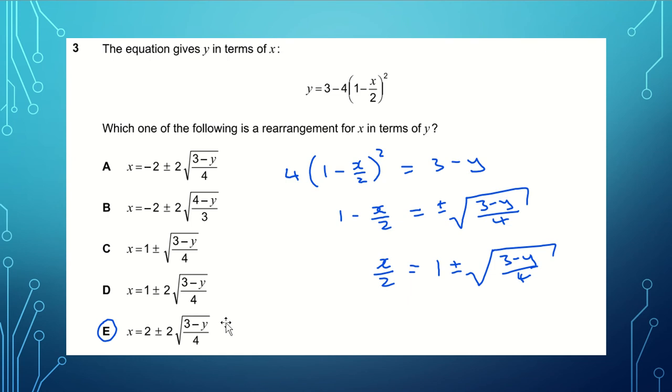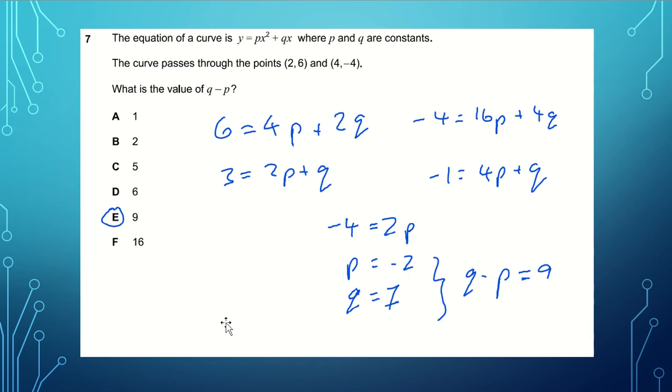Another basic question. 7. Okay, so we've got an equation with two unknowns, a quadratic. It's got two unknown coefficients, p and q, and we're told that the curve of that equation goes through 2 points. What's the value of the difference of those coefficients, q minus p? Well, if we sub in the points to the given equation, we can make two simultaneous equations with p and q, solve those equations, get p and q, find out the difference, which is 9.